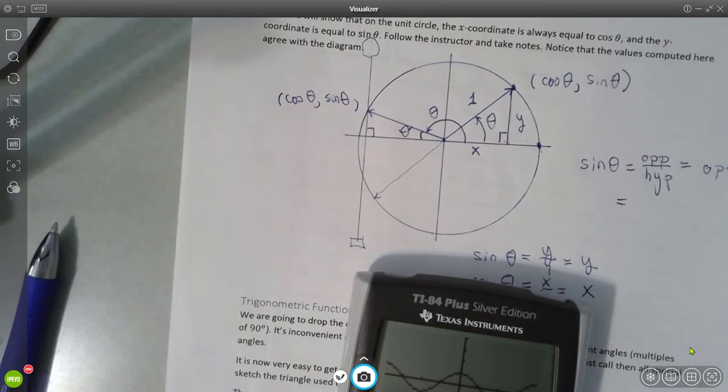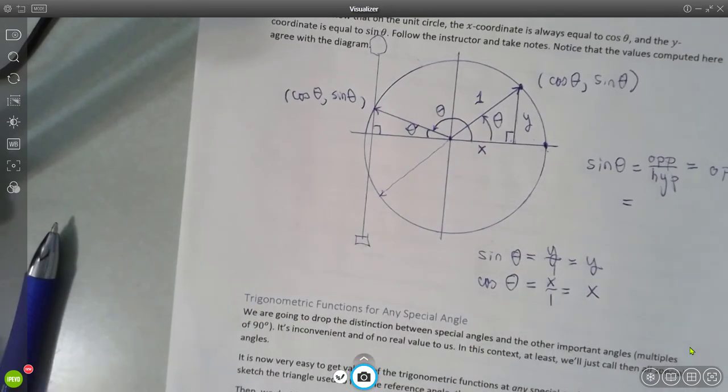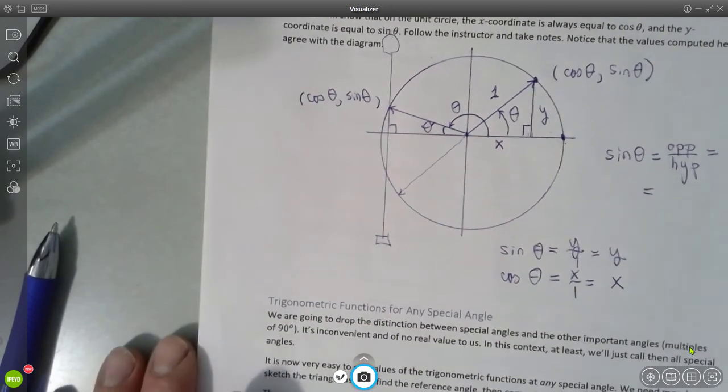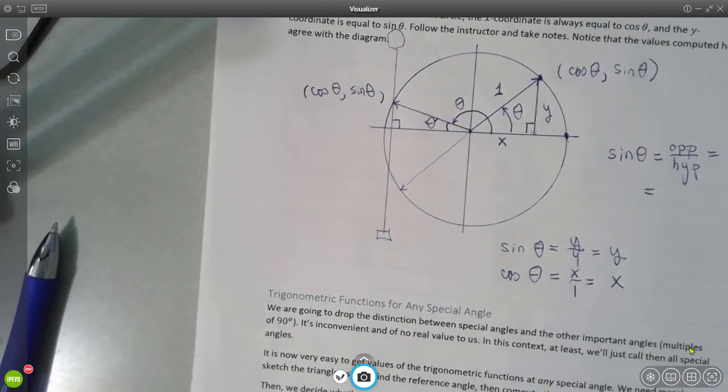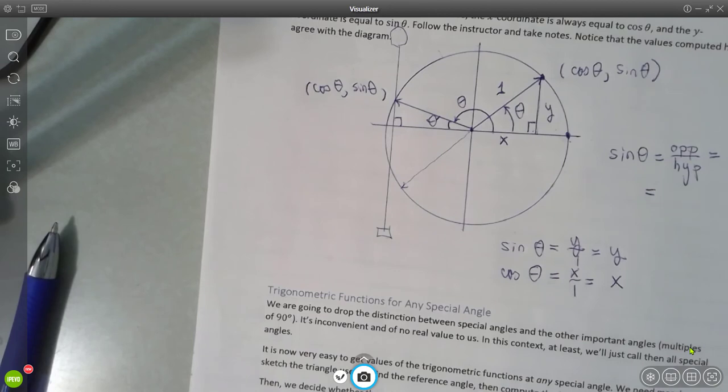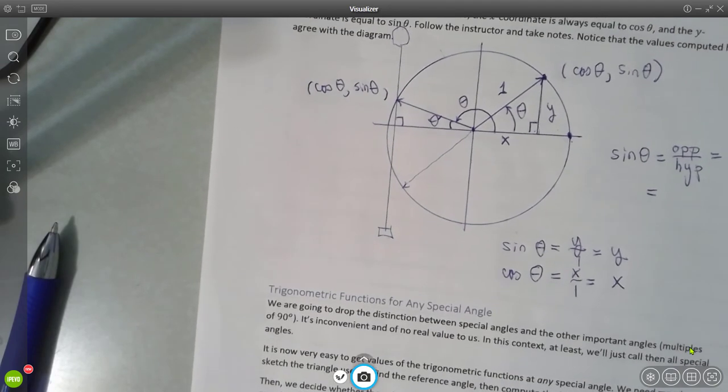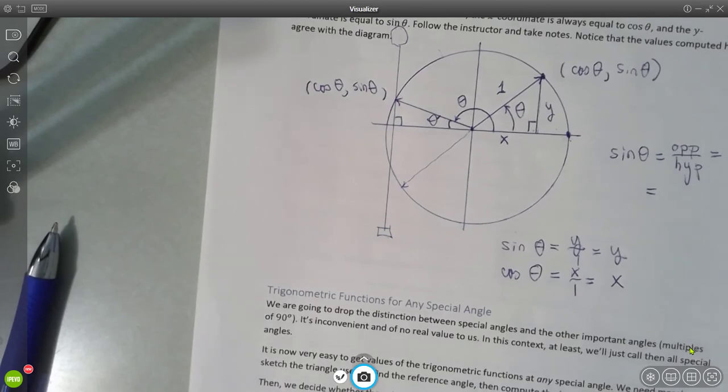So that's it. We really have a pretty good handle on how to compute the trig functions for a right triangle, what to do for all of the special angles, and even some sense of what the sine and the cosine look like if you were to graph those functions.